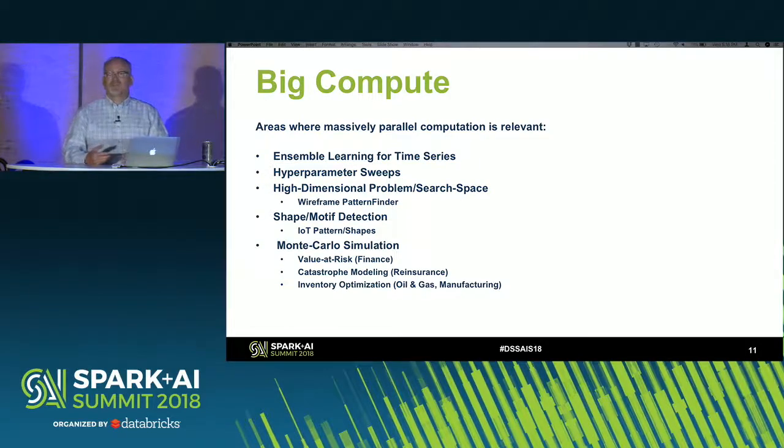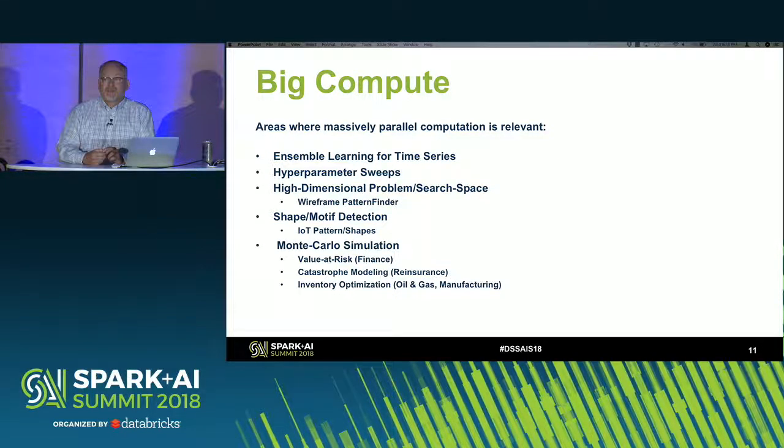There's a lot of computation going on in parallel for a number of time series. Things like hyperparameter sweeps: if you're not sure which hyperparameters to use, you can do this in parallel. One thing is, as I mentioned, our own product Pattern Finder, which does exactly that. It takes the data warehouse input and explodes it into all subsegments and fits models for each individual segment.